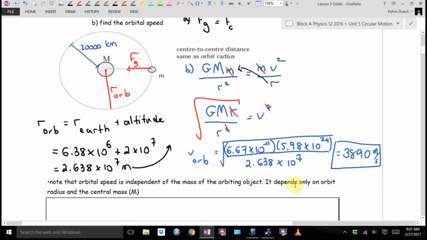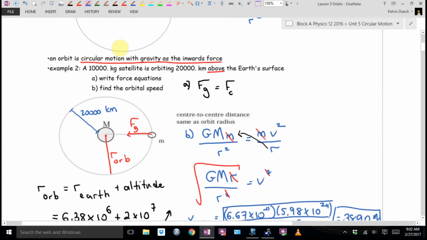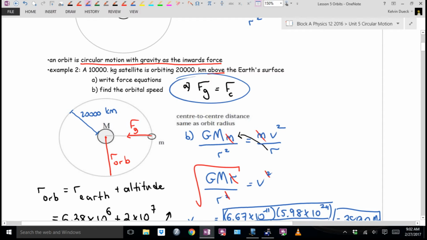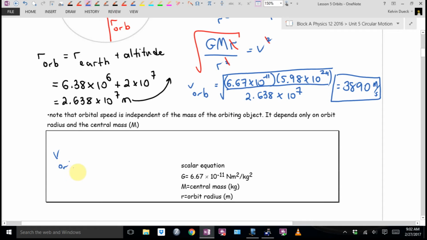And I wrote here, notice, orbital speed is independent of the mass of the orbiting object. It depends only on orbital radius and orbital mass. In fact, this equation, I always derive it. It's not on your formula sheet. When I'm in orbit, I always start out with this: gravity is what's pulling me in a circle, and I can derive whatever I need to. But for what it's worth, V orb is the square root of big G, big M over R orb.